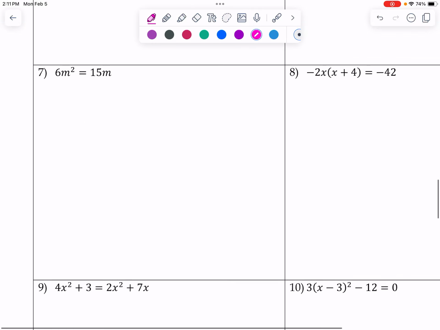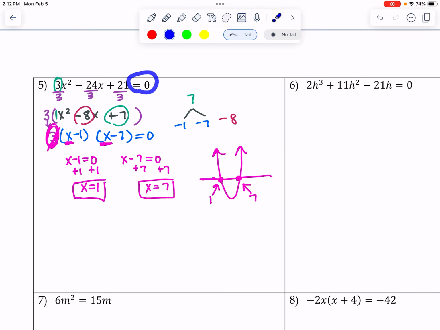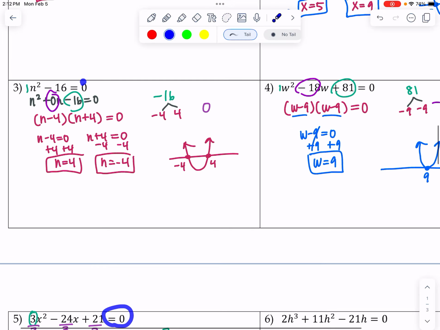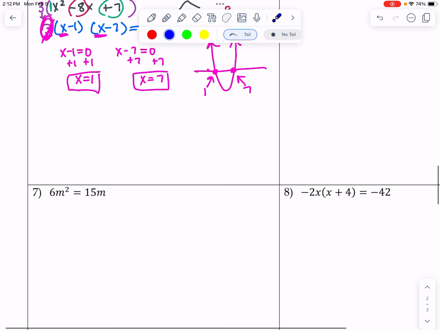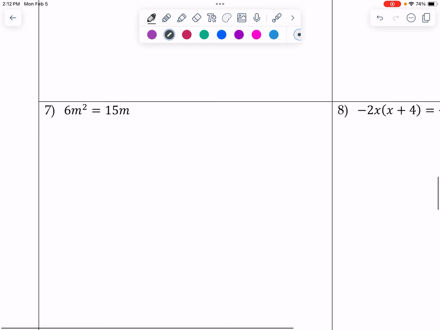Okay, number 7 is a little bit different because in every other example, we were already set up to equal 0, equal 0, equal 0. Even if you're using Desmos, you need to make sure your quadratic is set equal to 0. And so if you have something on the right-hand side, like in this case, we have 15m, we need to go ahead and move that to the left-hand side by doing the inverse operation, which is subtraction.